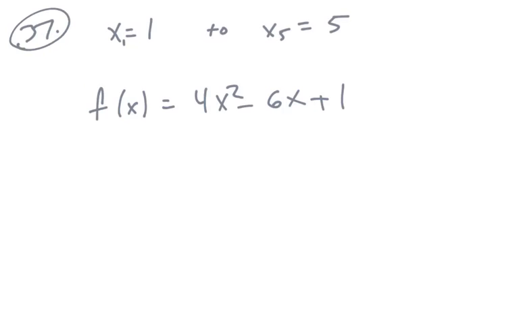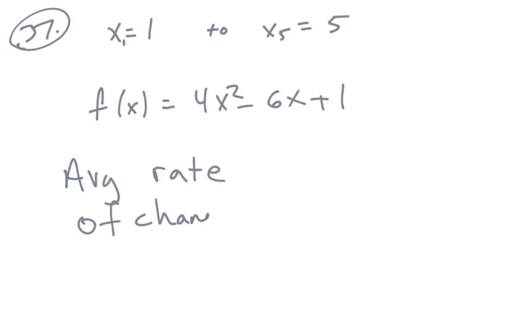Okay, let's take a look at number 37. 37 says find the average rate of change of a function f from x1 equals 1 to x2 equals 5, given the function 4x squared minus 6x plus 1.